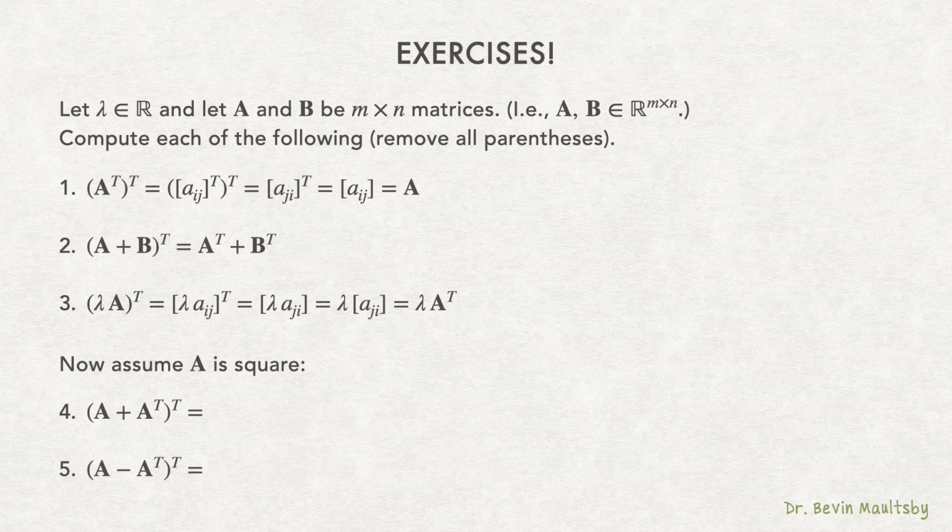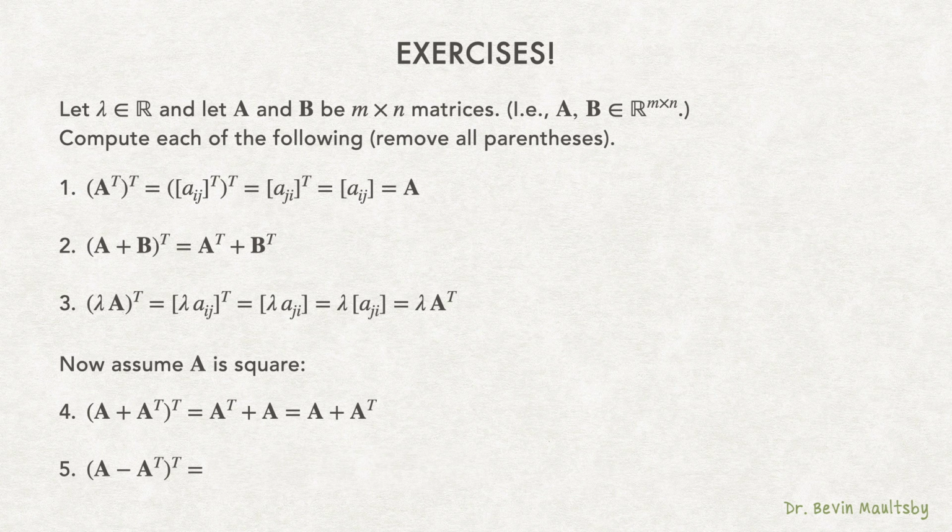For exercise 4, we can use our conclusion from exercise 2. So to take the transpose of the sum, we will add their transposes. So that takes the form A transpose plus A, which is fine. But to make it look like how we started, I'm actually going to use the fact that matrix addition is commutative and write this as A plus A transpose. We'll see something similar in number 5.